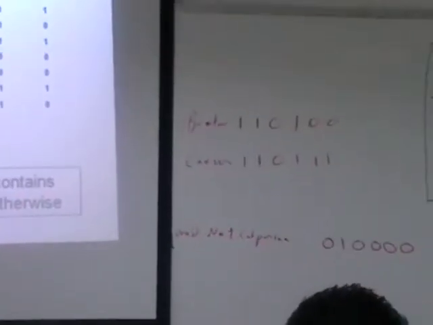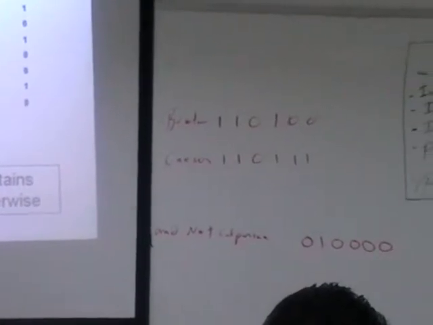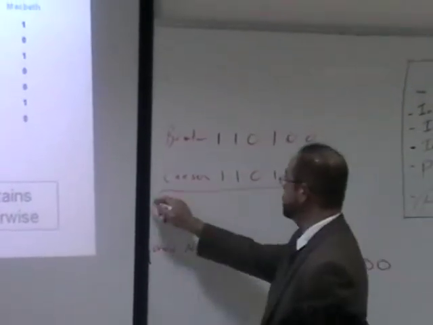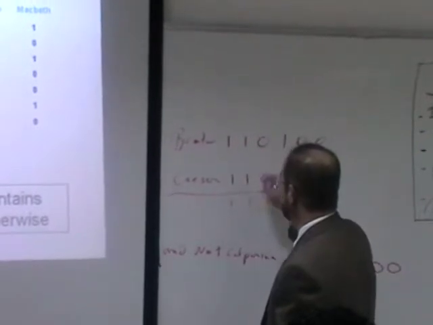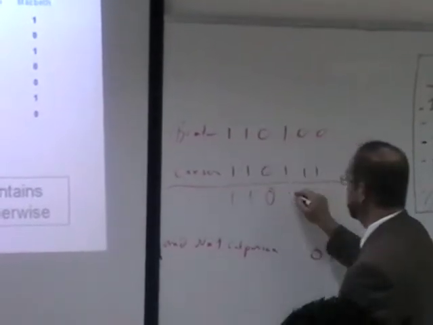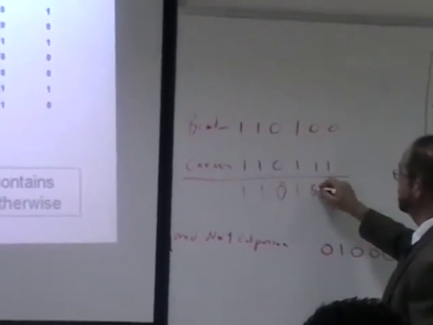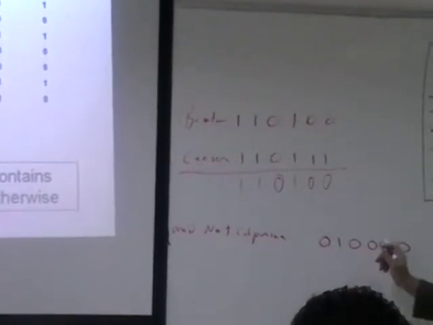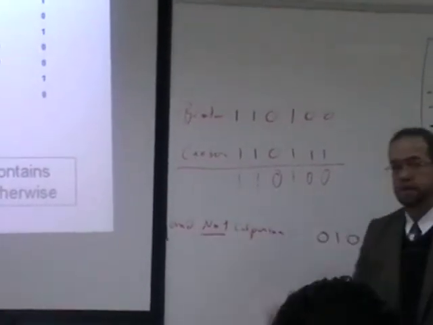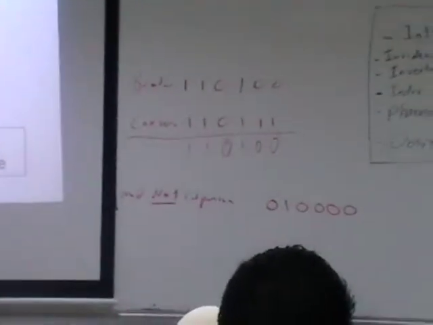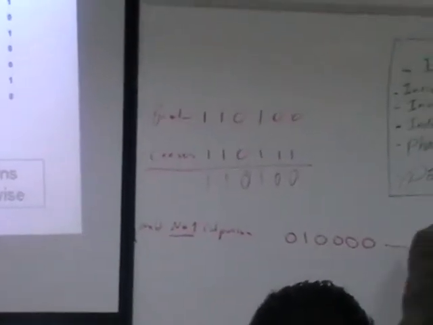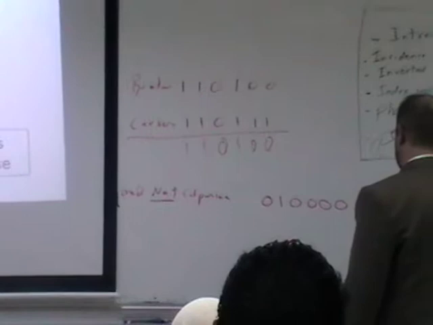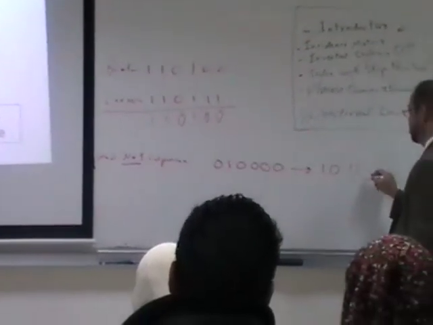So this is Calpurnia. What we do is a bitwise ANDing between the first two. 1 and 1 is 1, 1 and 1 is 1, 0 and 0 is 0. 1 and 1 is 1, 1 and 0 is 0. And then because we have a NOT here, we do a complement. After the complement it is 1, 0, 1, 1, 1, 1.